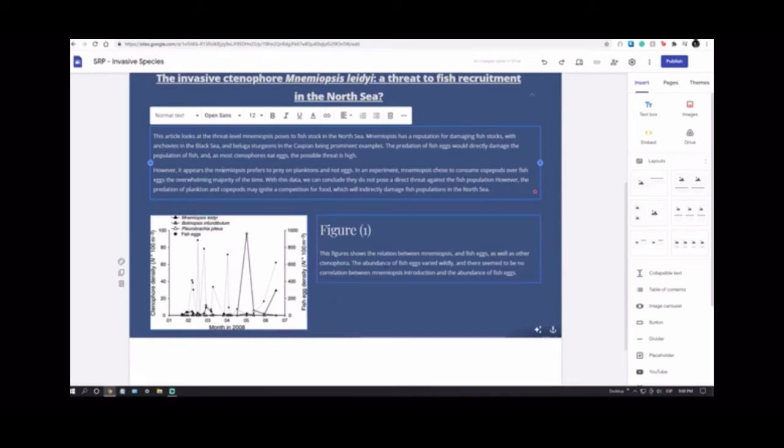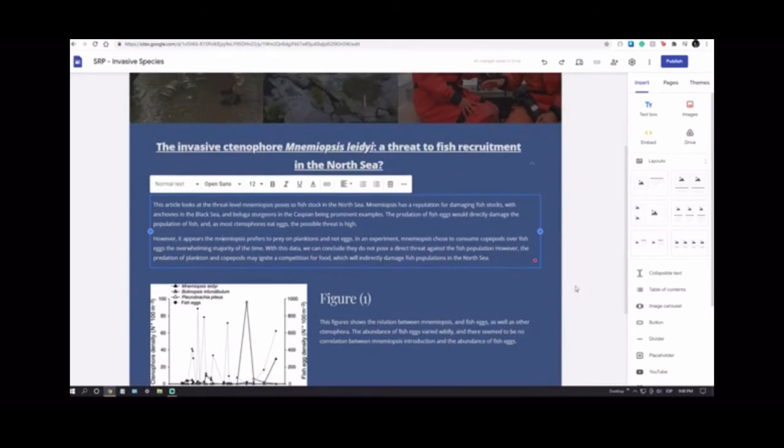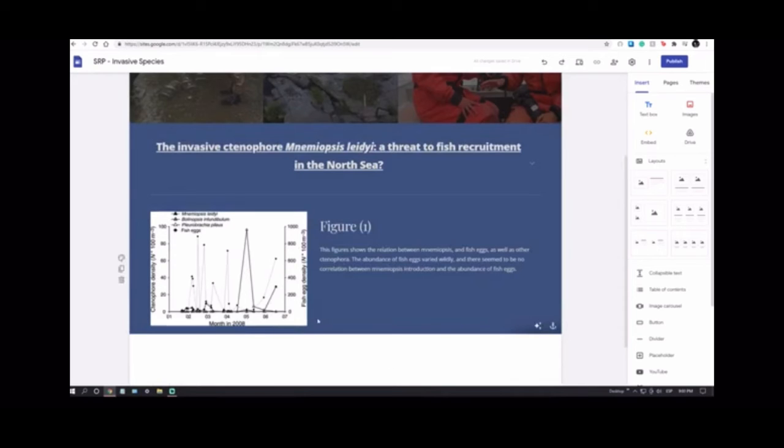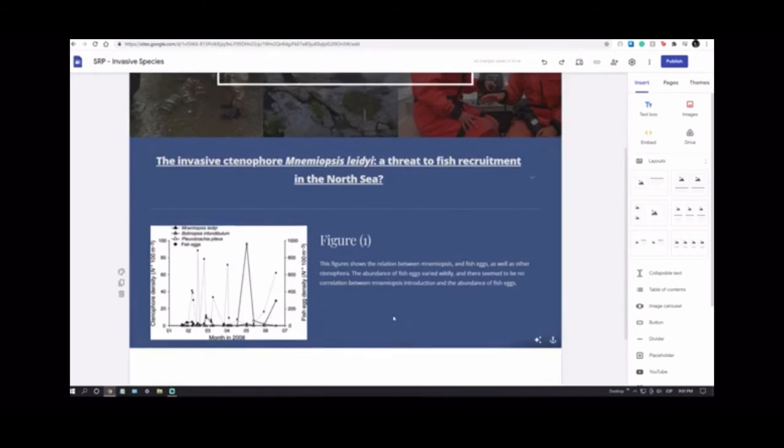If we scroll down here, we see a figure which shows the relationship between Mnemiopsis and fish egg stock, and as you can see with the black dots which represent fish eggs, they vary very wildly, and there is no correlation between Mnemiopsis introduction and the abundance of fish eggs.